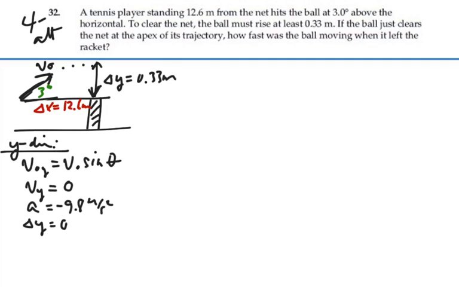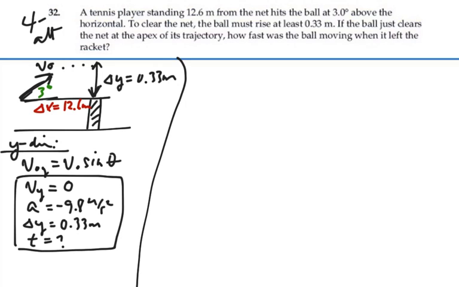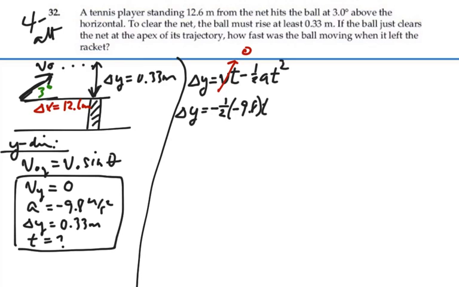Displacement will be 0.33 meters. And we wish to find time. So we can use these last 4 variables to figure out the time to the net. In other words, displacement is going to equal final velocity times time minus 1/2 acceleration times time squared. And since our final velocity is 0, the displacement is equal to a negative 1/2 times a negative 9.8 times time squared.